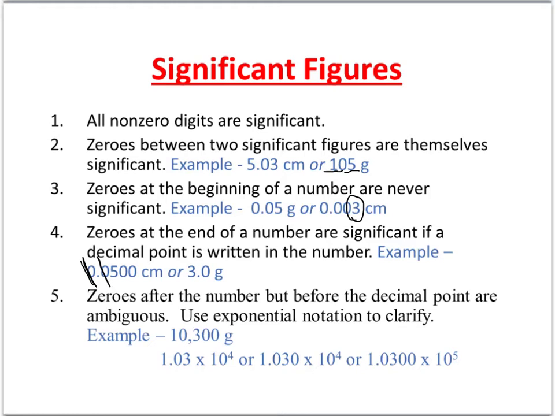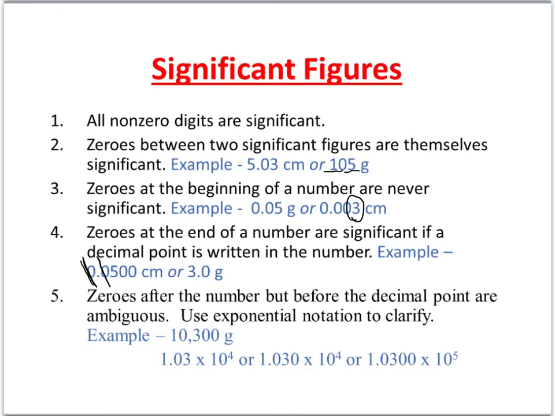If I just give you anything like that that has a decimal, then you should remember that those zeros are significant as long as they come at the end of the number. Lastly, zeros after the number, but before the decimal point, are ambiguous. Okay, and so really we need exponential notation to clarify.